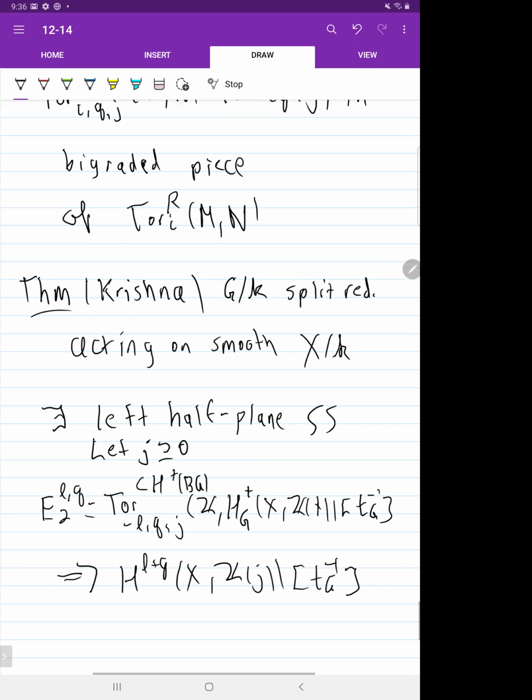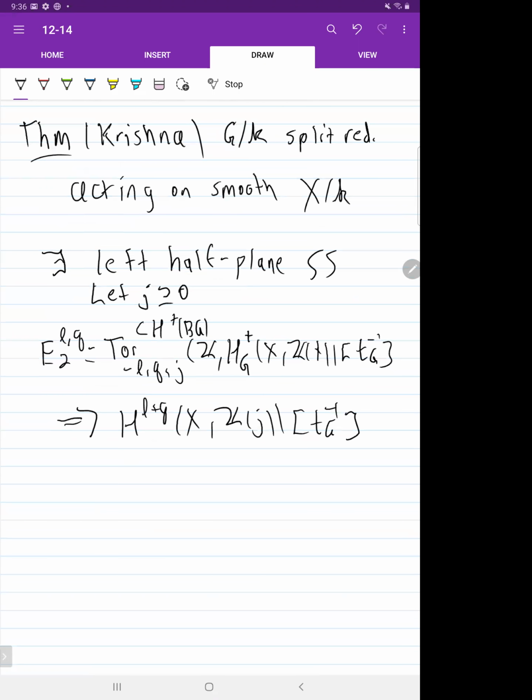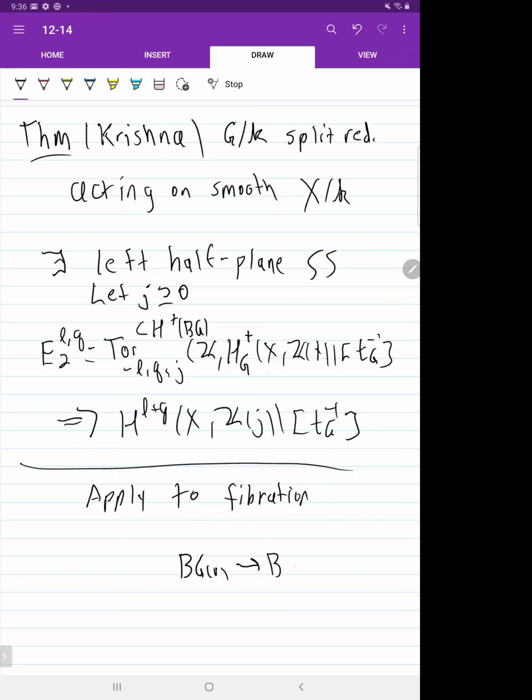Okay. So we're interested in Frobenius kernels. So we want to apply this to the fibration given by BG_r maps to BG, and then the fiber is just G.